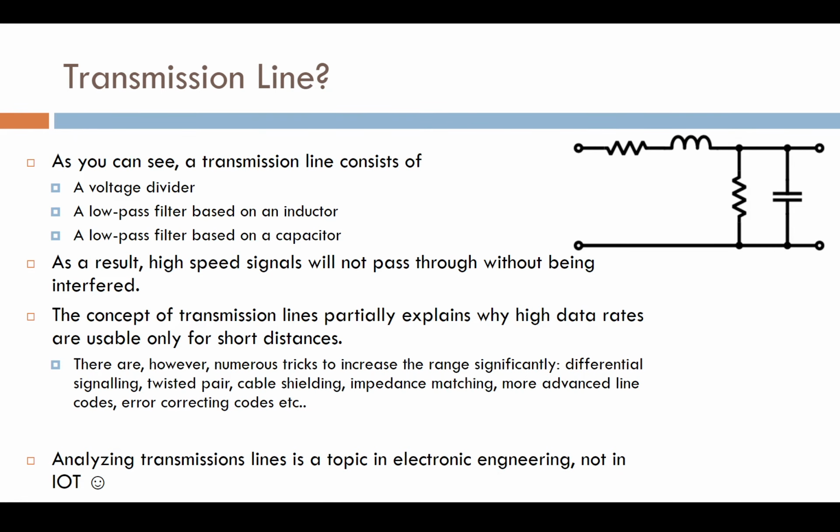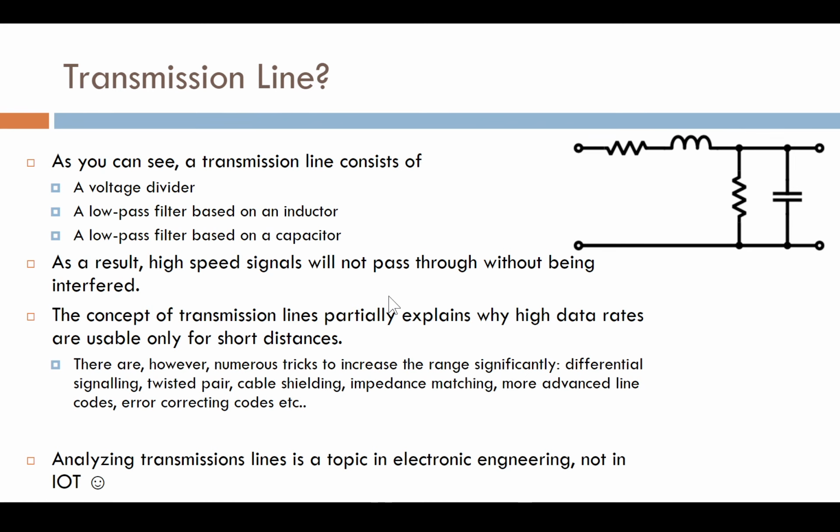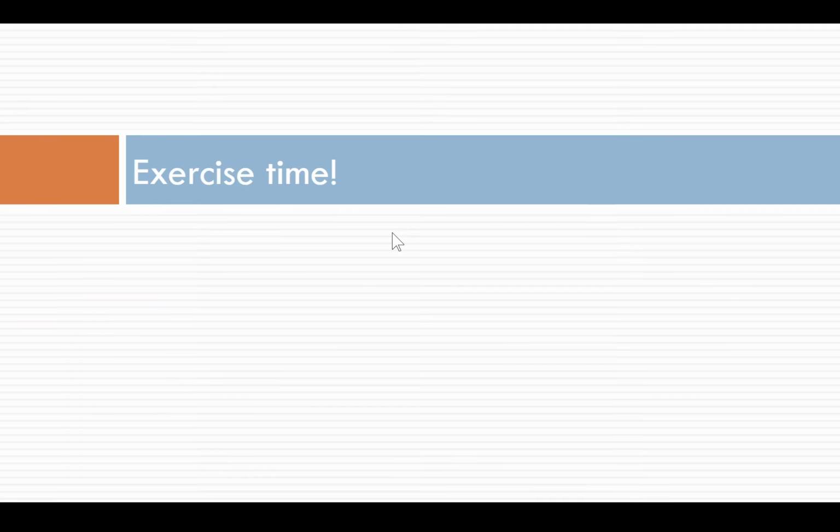Okay, and so this concept of transmission lines explains why high data rates are useful only for short distances. Analyzing transmission lines more than that is a topic for electronics engineers, not really IoT, but you just need to understand that if you put a wire, it really matters what kind of wire you put there. And if you see funny things happening, it might be that you have a bad transmission line.